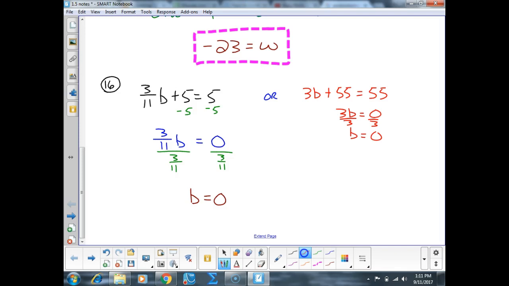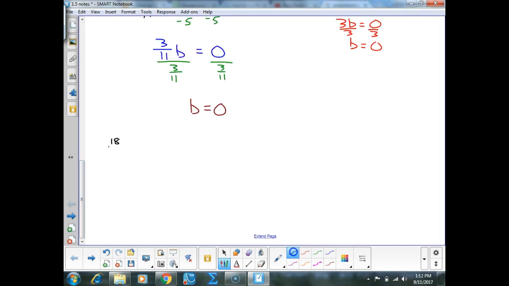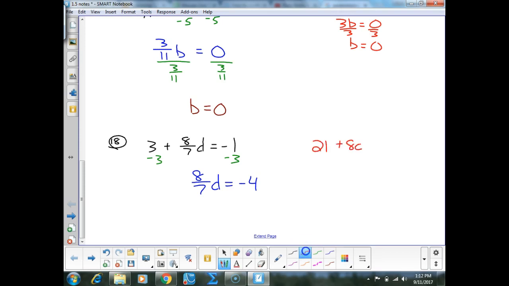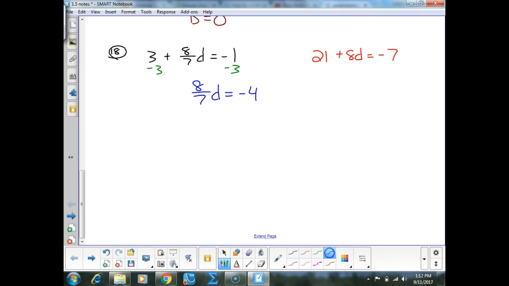Okay. This will be the last one because then we got to roll. So 18 is 3 plus 8/7 D equals -1. Subtract 3 from both sides. So then that is 8/7 D. Before I even did that, did you multiply through by 7 first? You did? Okay. If you multiplied through by 7, you would have gotten 21 plus 8D equals -7. Here then, I would multiply both sides by 7, and then divide both sides by 8.